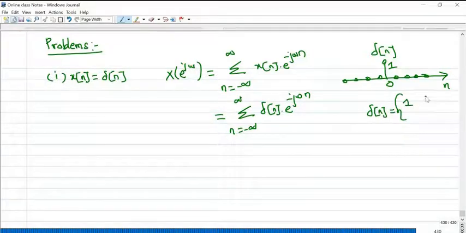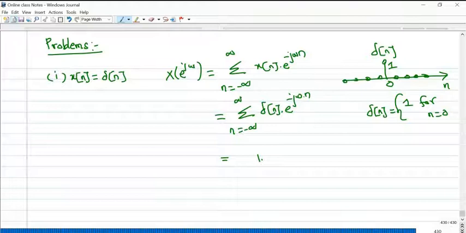One for n equal to 0, 0 otherwise. So δ[n] multiplied by e^(-jωn). This product is non-zero only at n equal to 0. So δ[0] has the value 1.